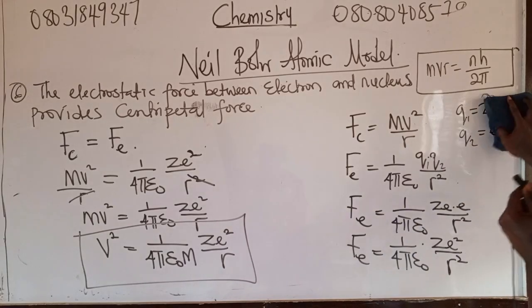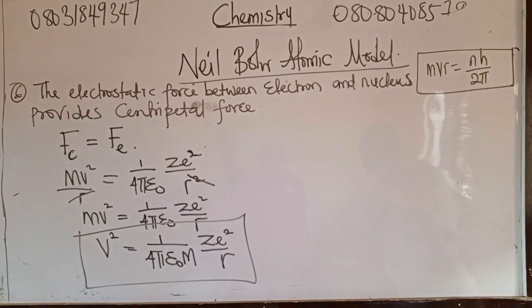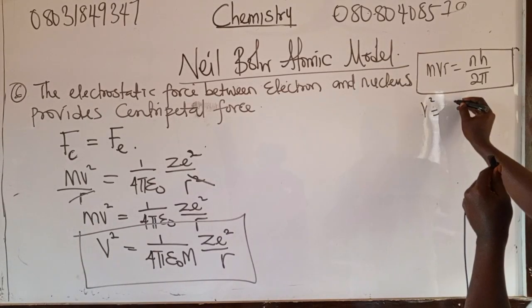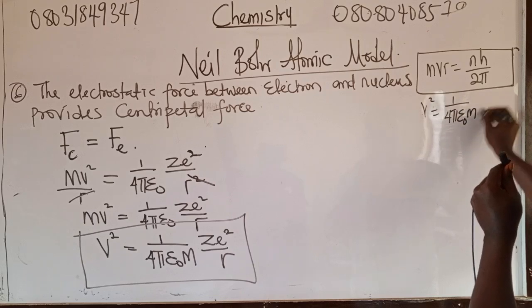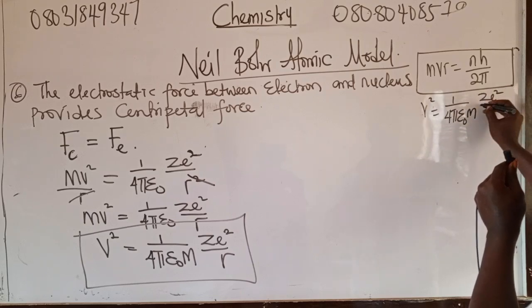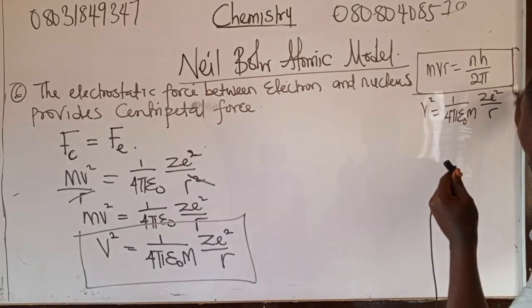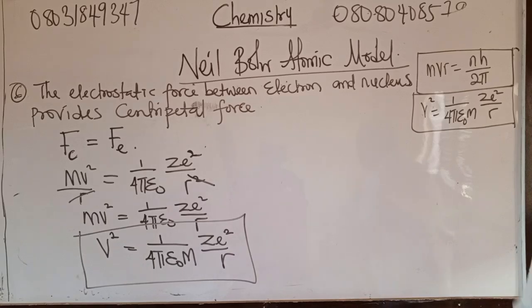Okay, let me rub this one. Then from here, let me write down the formula here. v squared equal to 1 over 4 pi epsilon naught times mass, times Ze squared over r. I have that. Take note of this formula. Let me put it here. Let's move.